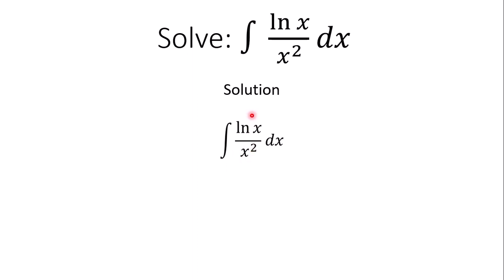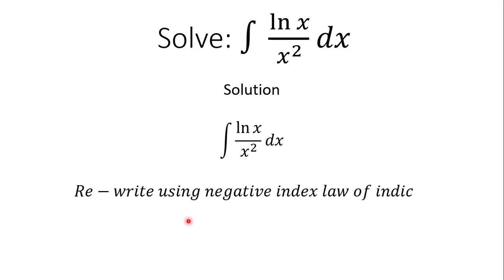Now here, we are just going to rewrite this one using the negative index law of indices. If you apply the law here, we are going to get integral x raised to the power minus 2 multiplied by ln x dx. The law states that 1 over a can be written as a raised to the power minus 1, or a raised to the power minus 1 is equal to 1 over a.